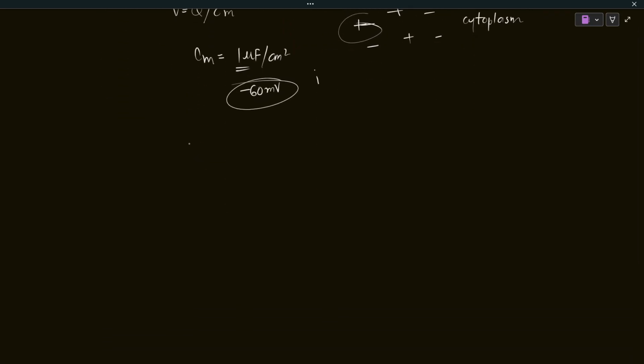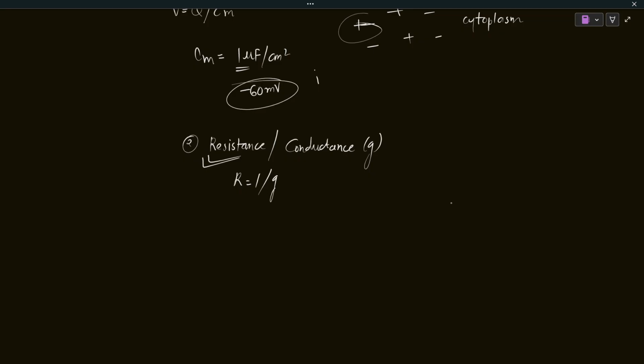Alongside capacitance, the membrane also has resistance, or let's say conductance. Both are antagonistic properties to each other. The conductance is written as G, while the resistance is equal to 1 by G. Conductance is the property of an object to conduct ions, while resistance is the potential of that object to obstruct the flow of current.